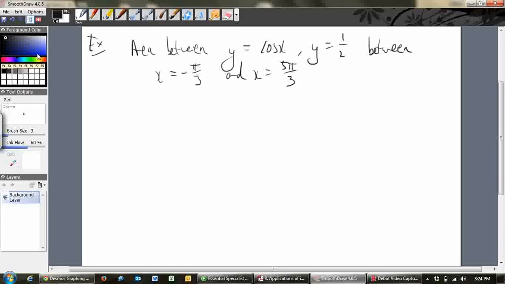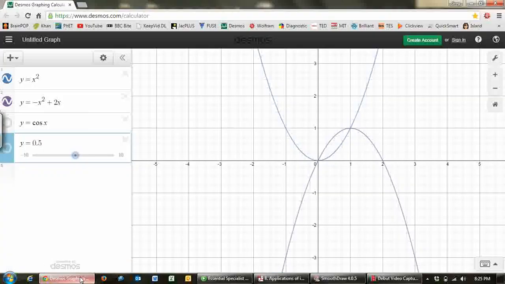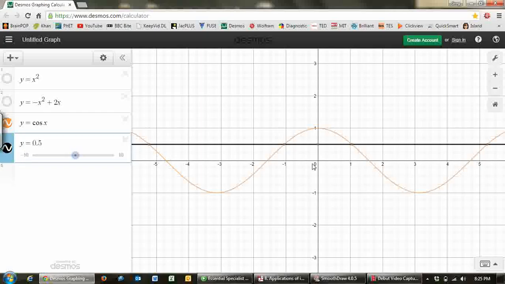So what we're talking about here is, I'll just go to the graph again, just to show you this. There's the graph in orange of y equals cos x, and there's the graph of y equals a half. And we want to do it from x equals negative pi on 3 up to here, x equals 5 pi on 3. So this area in here plus this area in here.